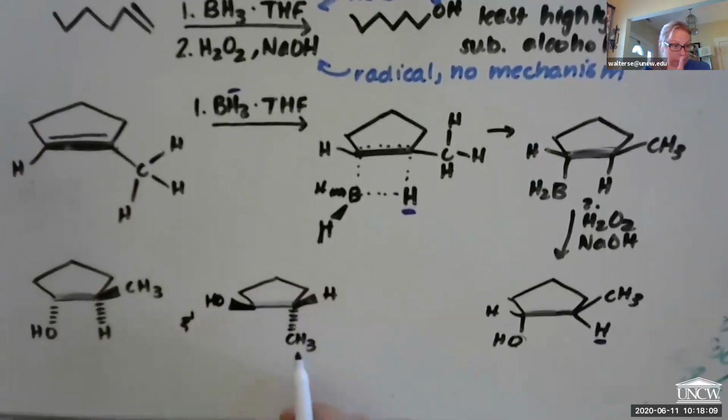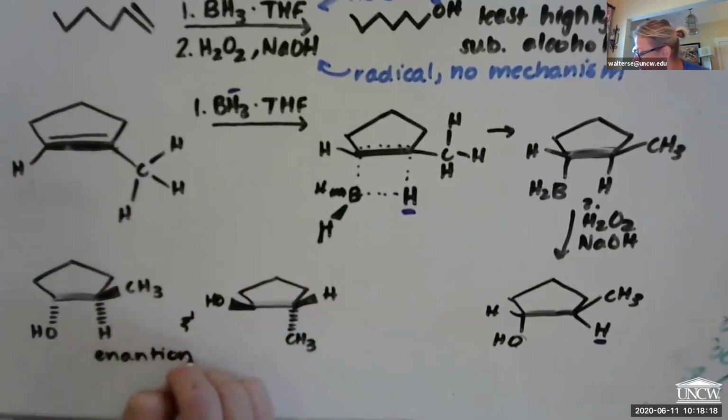So these are a mixture of enantiomers, because they're opposite at both chiral centers. And both are equally formed throughout the course of the reaction. Are there questions about that reaction? So now you have five reactions so far.